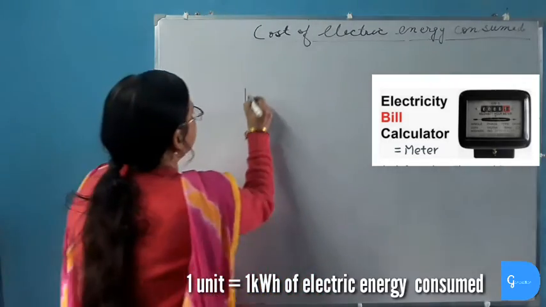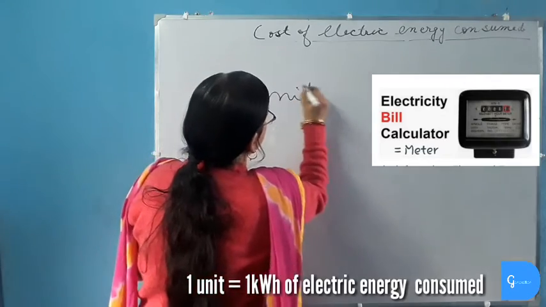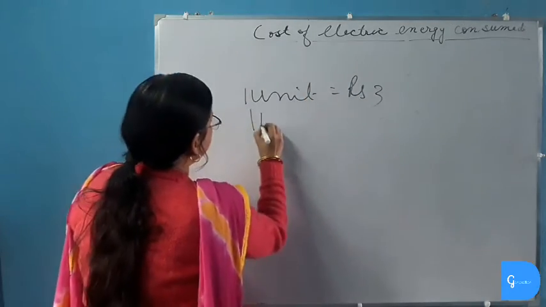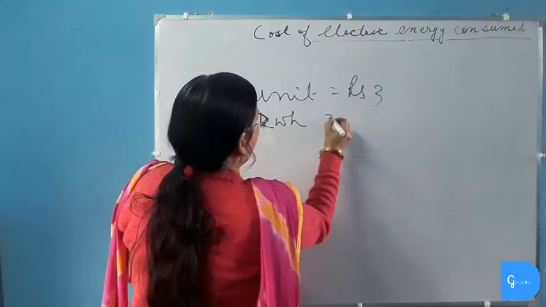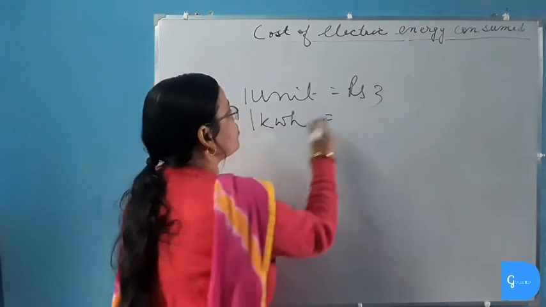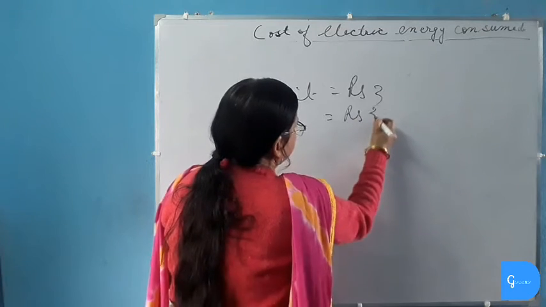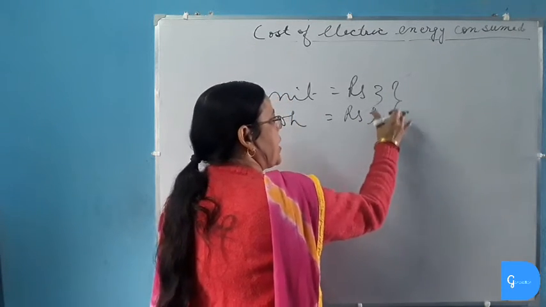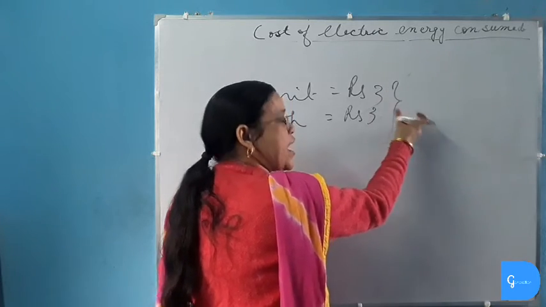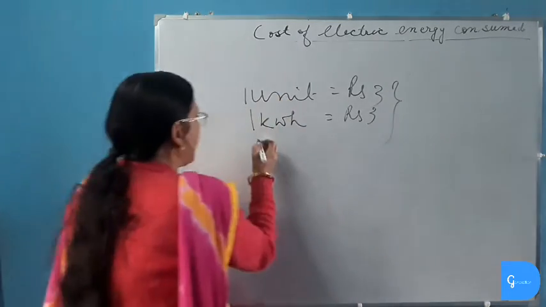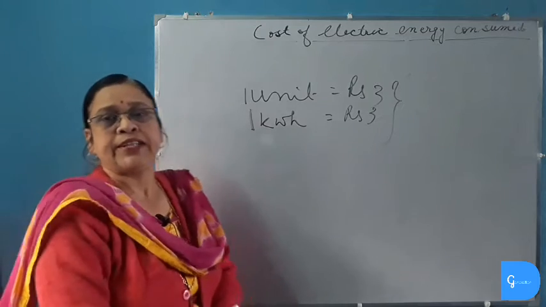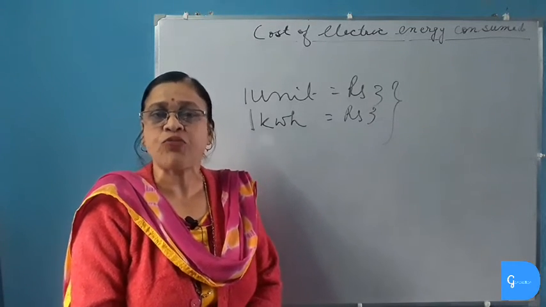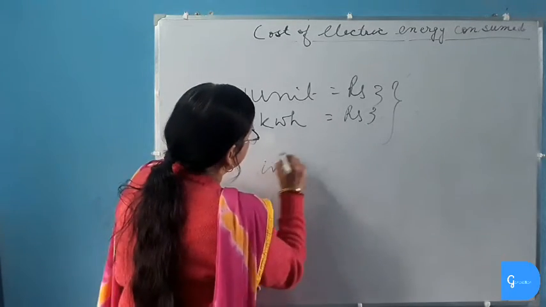Suppose 1 unit is equal to rupees 3. It means 1 kilowatt hour of electric energy consumed at home costs rupees 3. This may vary, it may be more or less, and it may vary from place to place and from time to time. The electric meter set up at our home also measures electric energy consumed in kilowatt hour.